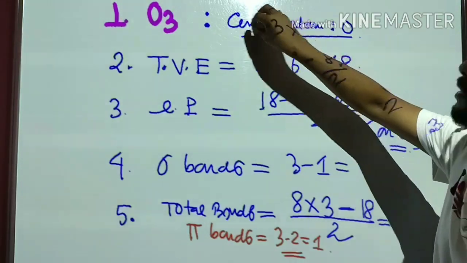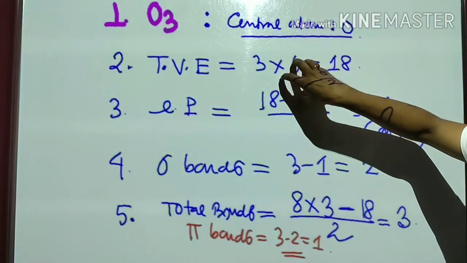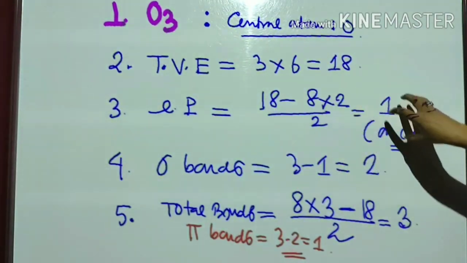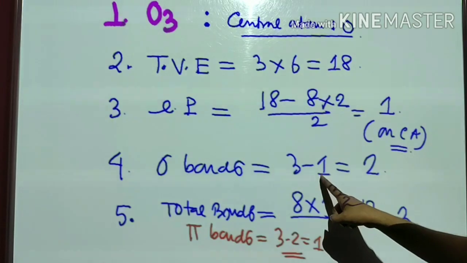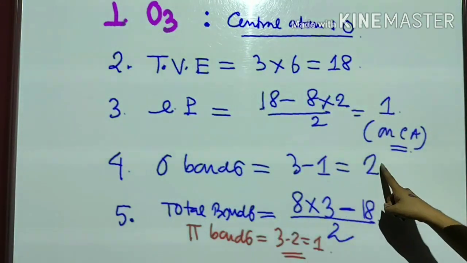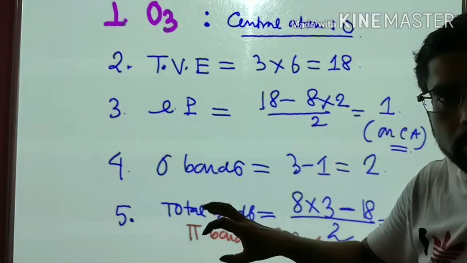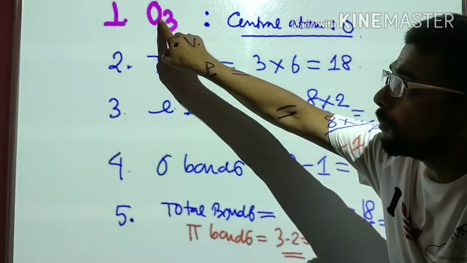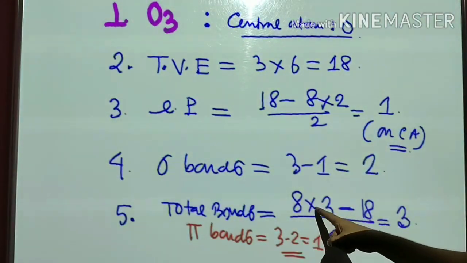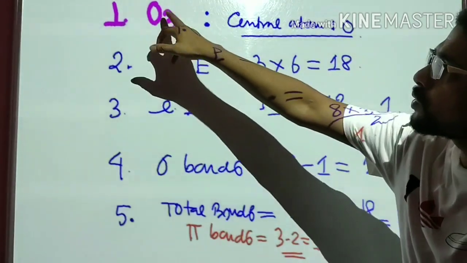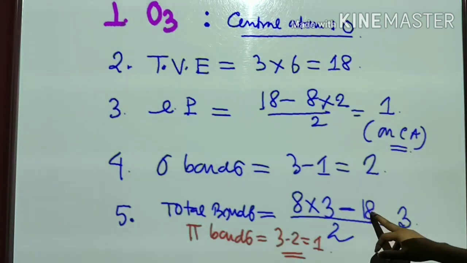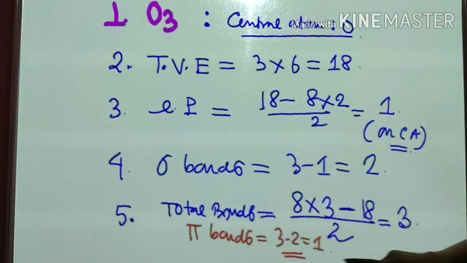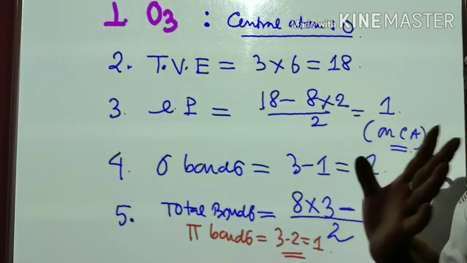See, central atom oxygen. From total valence electron, we calculated the number of lone pair of electrons on central atom, that is 1. Sigma bonds, total number of atoms minus 1, so 2. Total number of bonds: 8 multiplied by 3 gives 24, minus total valence electron 18, divided by 2, that will give you 3. So pi bonds are 1. There will be only 1 pi bond.